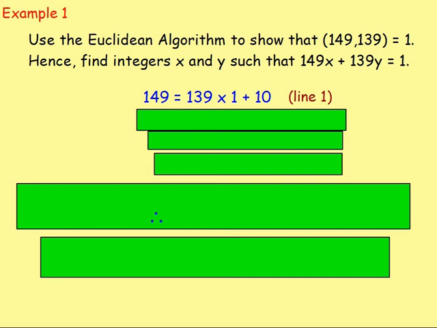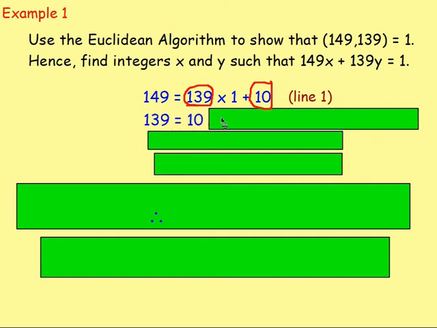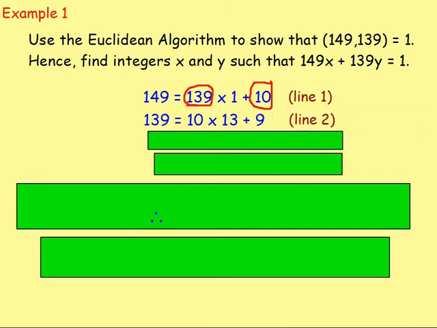After that, we take this 139 and we write that in terms of the remainder. So we're going to have 139 equals 10 times something plus something. So obviously with the 139 you can fit in 13 tens, so it'll be 10 times 13 and you'd have a remainder of 9. And we'll call that line 2.